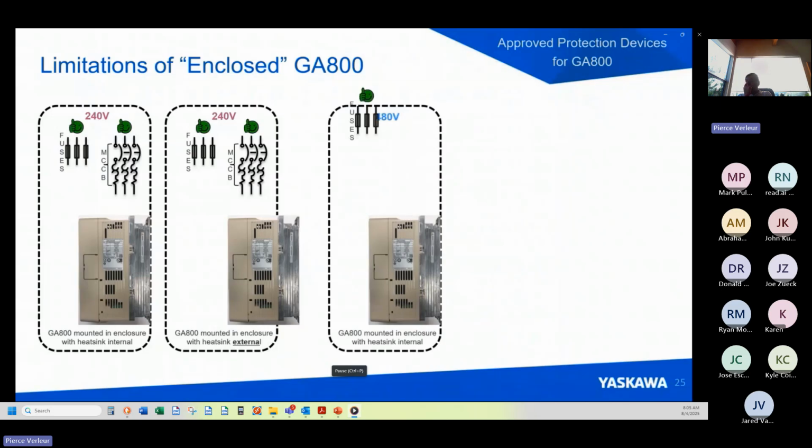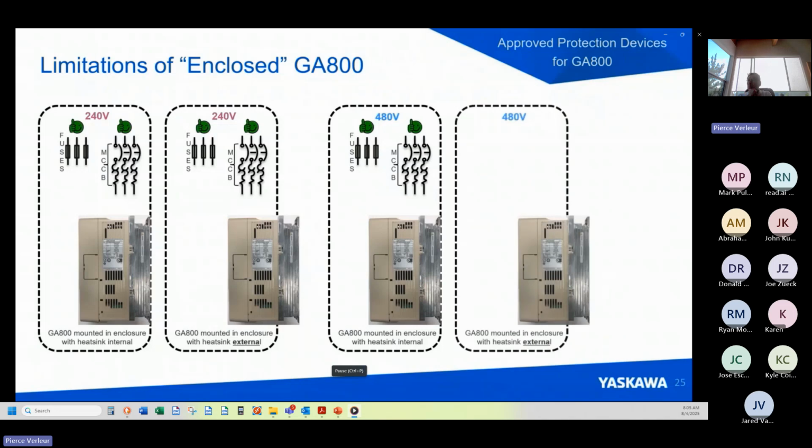But when we move on to 480 volt, again, we have the drive mounted completely inside of the enclosure, and either fuses or a circuit breaker is absolutely acceptable. But then when we go to a 480 volt drive with the heatsink external, and we apply fuses as the device, that's a thumbs up, that's good. But the circuit breaker, again, in the eyes of Yaskawa, and the same would apply for the 600 volt drive, is that we don't really like to see this as a protection method with heatsink external.